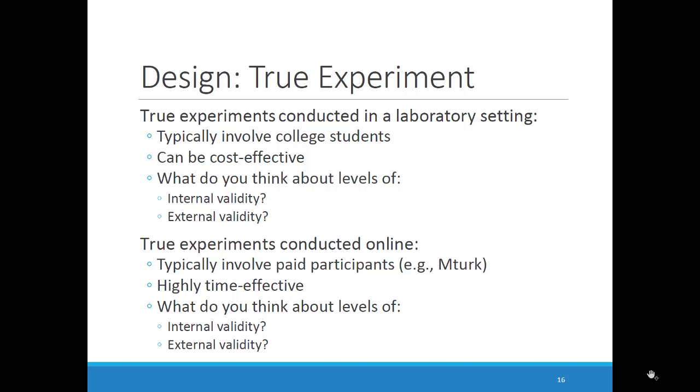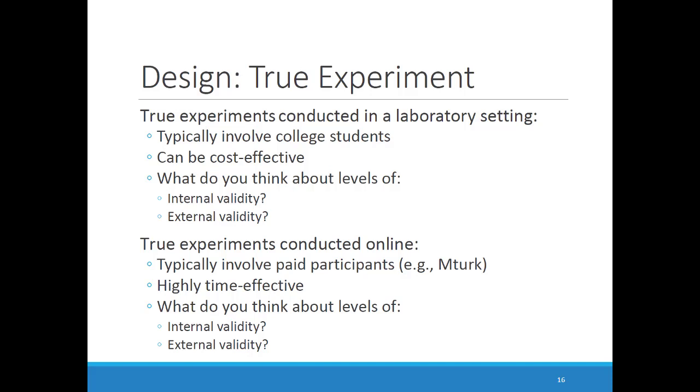But think about what you think about the levels of internal validity and external validity in that case. Remember, internal validity is the confidence you have in the outcome, and external validity is the degree to which it's generalizable. So in terms of internal validity, we might think that there could be a high level of internal validity because it's in a laboratory setting, so it's pretty well controlled. We have random assignment, so internal validity seems fairly good.